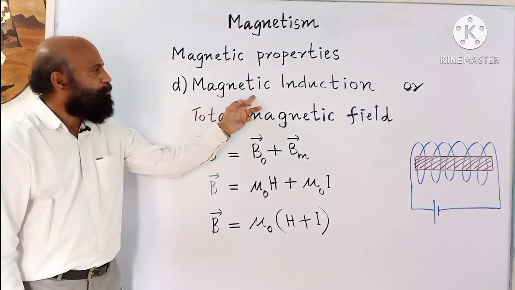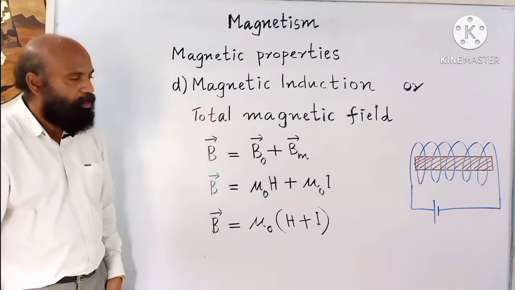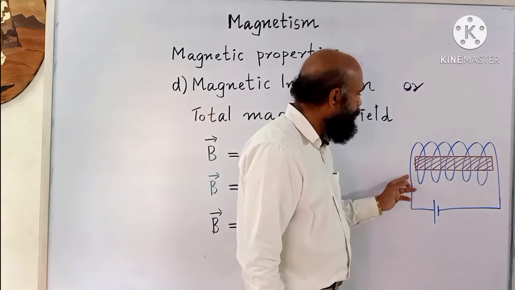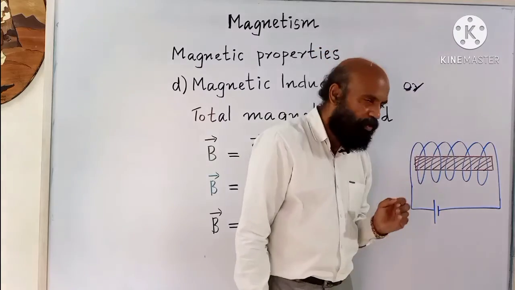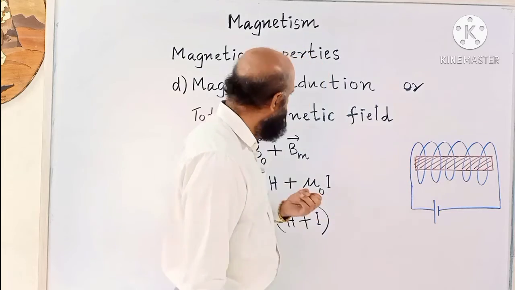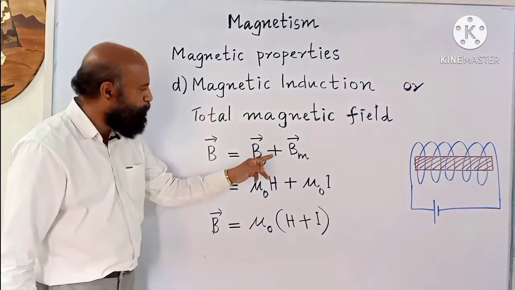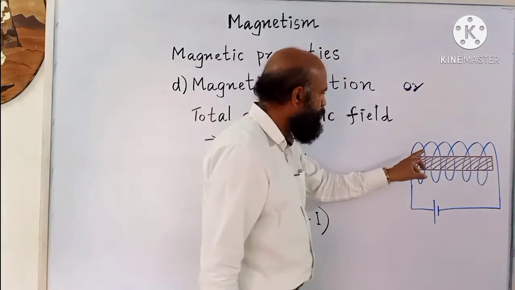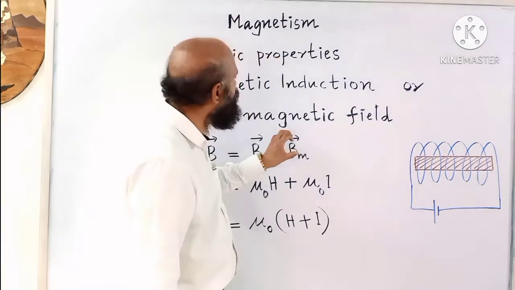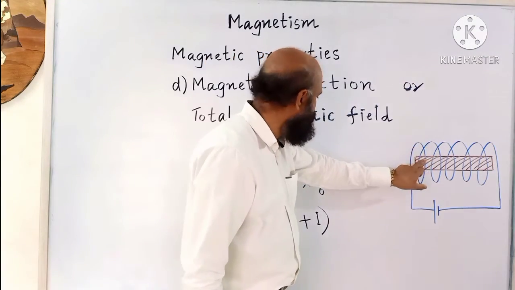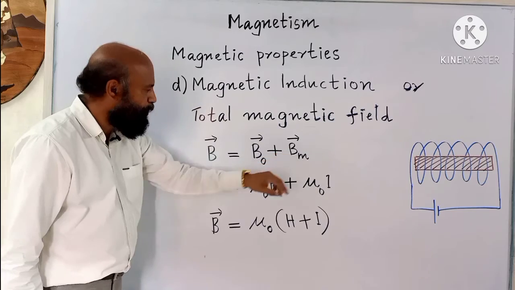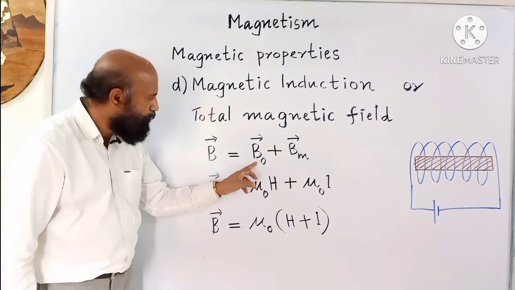And the next property, magnetic induction or total magnetic field. A specimen or a sample is kept in a magnetizing field. When current is passing through this coil, there is a magnetic field. Now the specimen is in the magnetic field. Then total magnetic field is the sum of the magnetic field in vacuum and the magnetic field induced in the specimen. So B vector is equal to B0 vector plus Bm vector. B vector can be written as sum of these two.